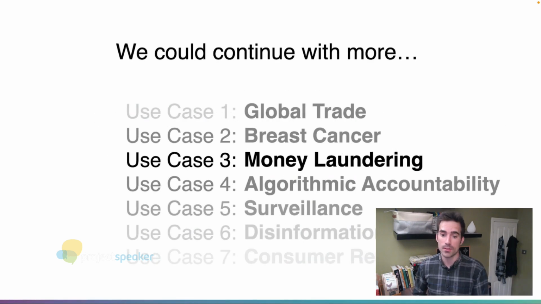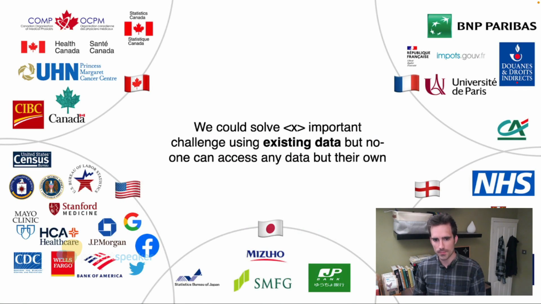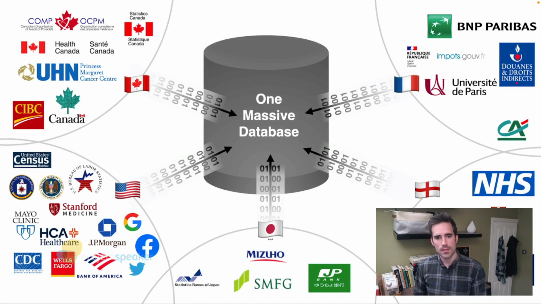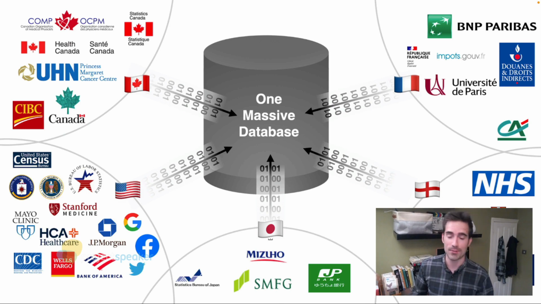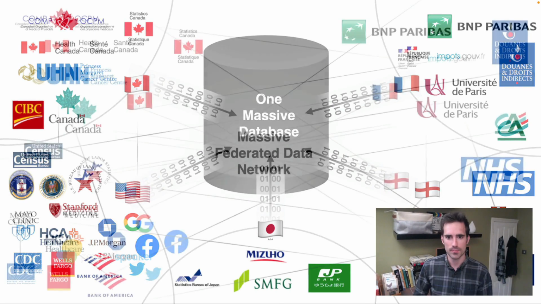We've walked through a handful of different use cases. We could keep going on these. There's really quite a few that fit this type of template. This template of we could solve sort of X important challenges in existing data, but no one can access any data but their own. And it's really based on this one core assumption that in order to do a data science project, you have to put all the data into one big massive database. And you go around to a bunch of different businesses or government departments or whatever and say, hey, can I have a copy of that? Can I have a copy of that data set because I'm doing this project?